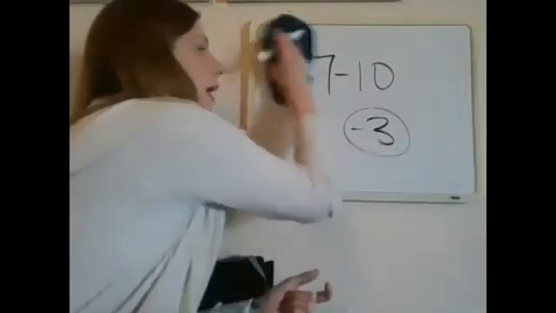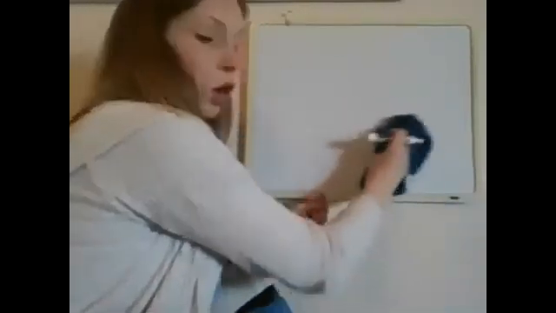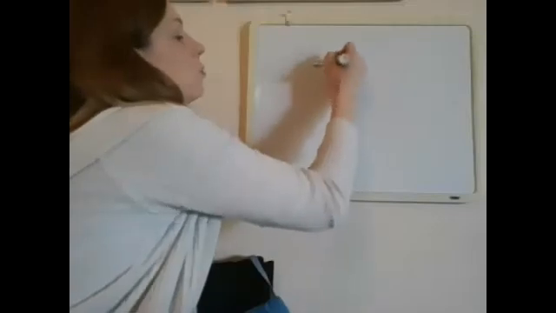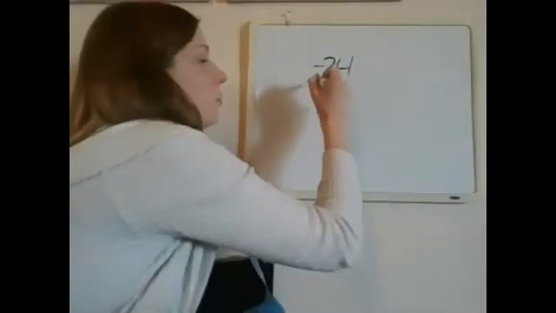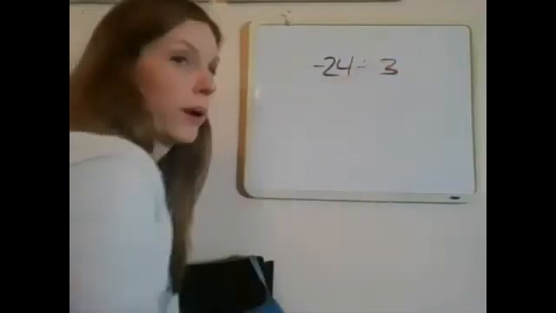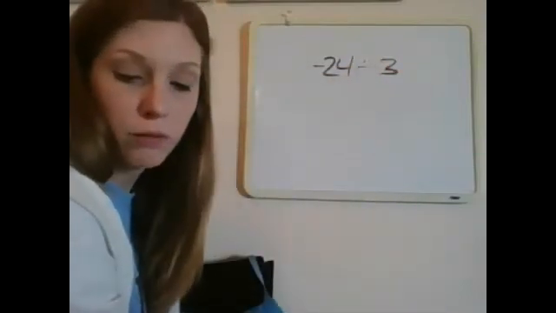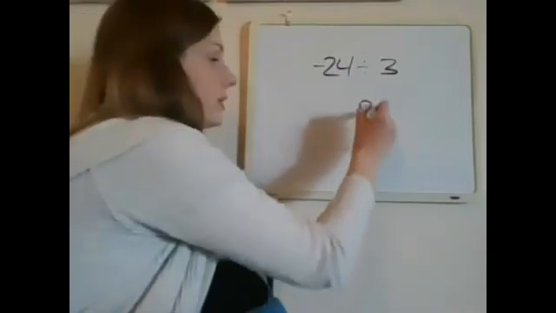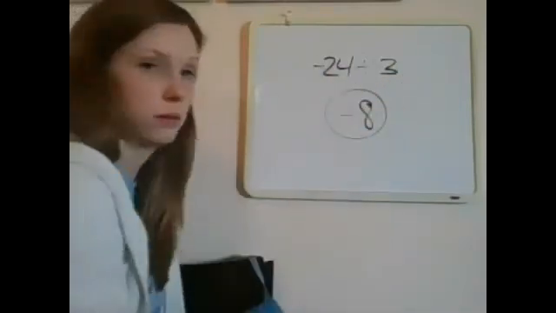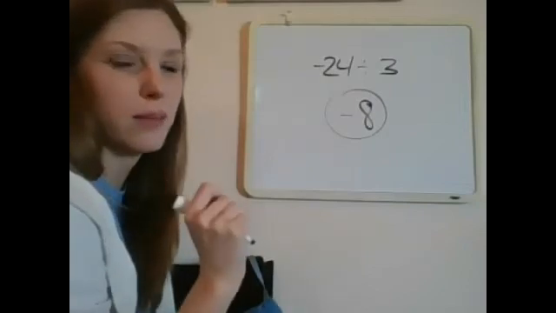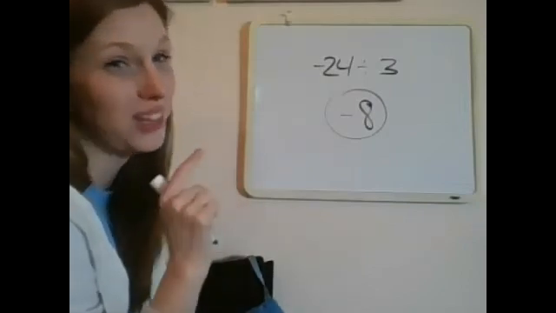Quotient, what if I ask you for the quotient of -24 and 3? That means we're going to take -24 and divide it by 3. Okay, 24 divided by 3 is 8. A negative divided by a positive is a negative. Okay, remember we need 2 negatives to make a positive. And since we only have 1, it stays negative.